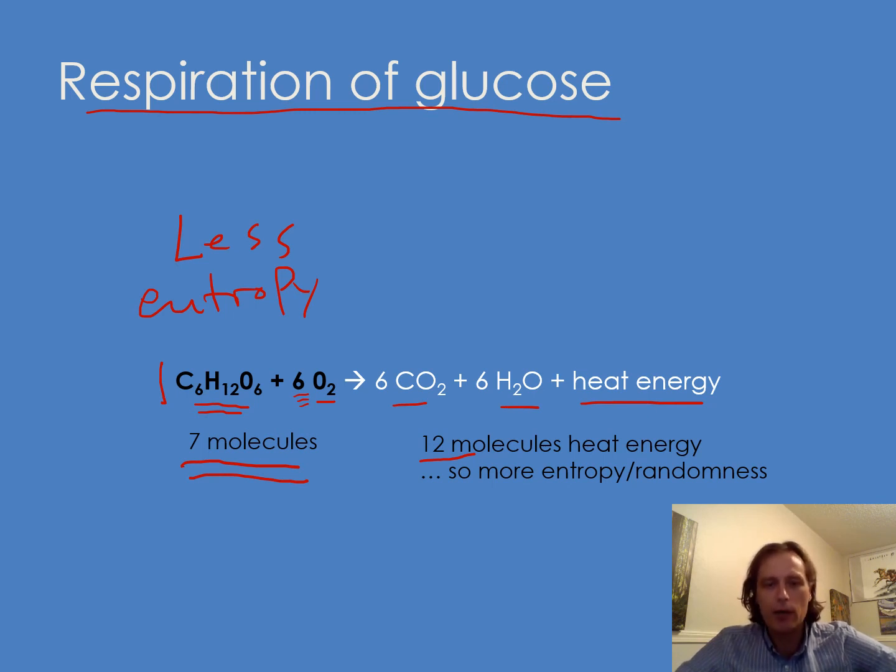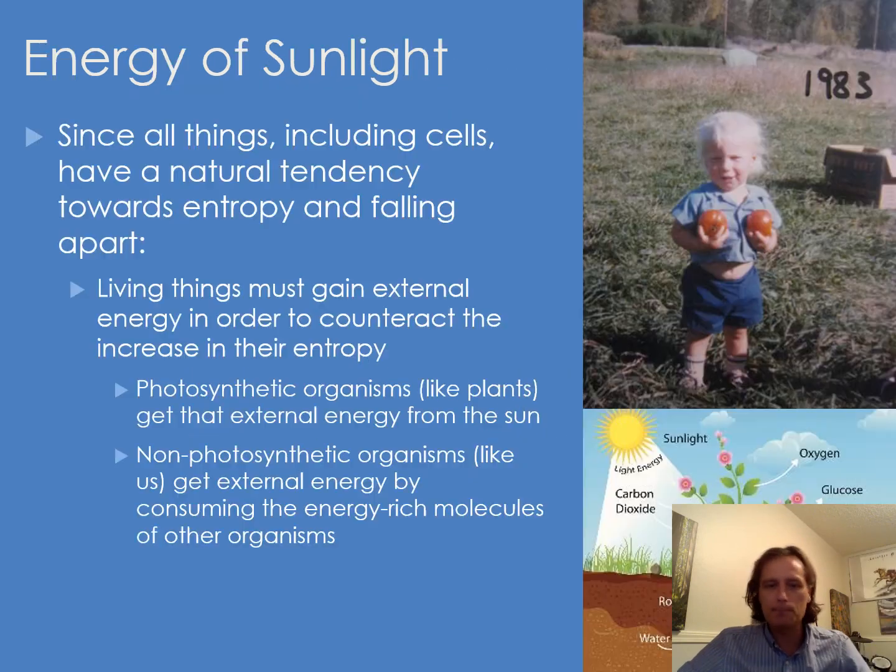They can't go anywhere. So on the right, 6 molecules of carbon dioxide and 6 molecules of water. So 12 molecules, they're running around like crazy. And so that in and of itself, there being more molecules, represents an increase in chaos or entropy or randomness. Heat energy is kind of the final thing. That's why there's more entropy on the right.